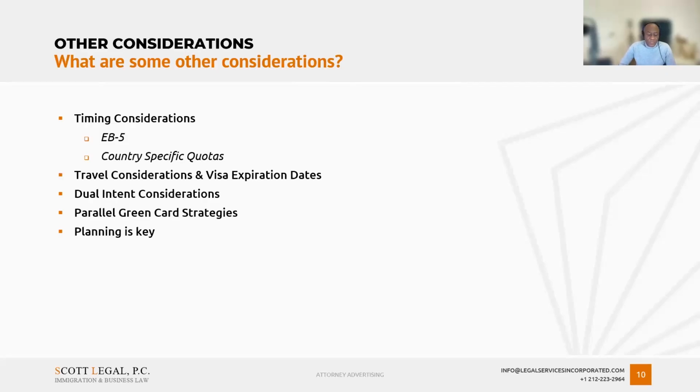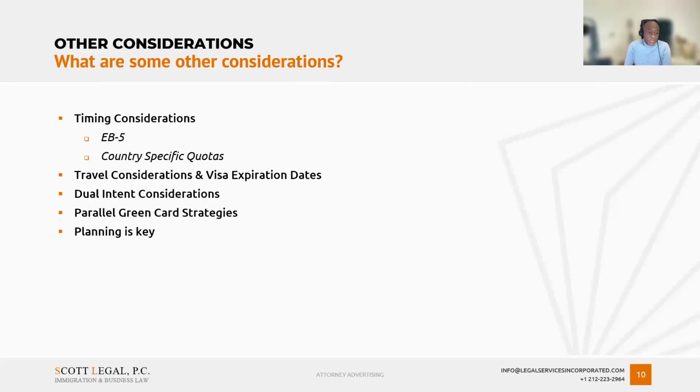And we often do have people who do parallel strategies. We have people that file maybe an NIW petition and an EB5 petition because maybe the NIW isn't as strong. Or we have people that file the EB5 petitions and then they marry a US citizen and get the green card a different way. So definitely parallel green card strategies are fine. And really the key takeaway with considerations is planning.